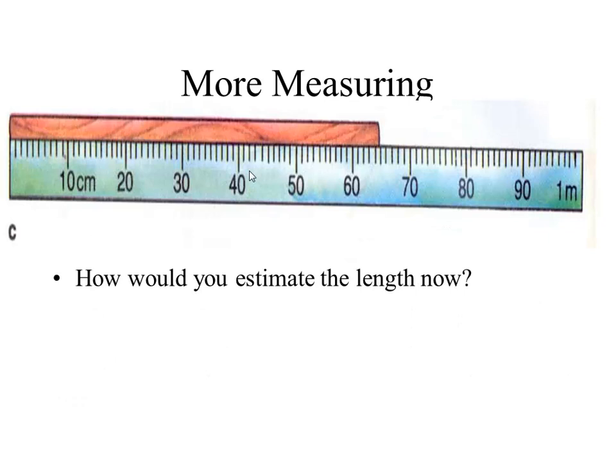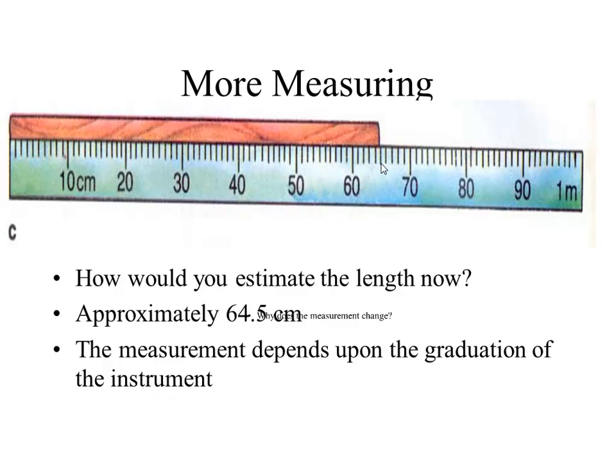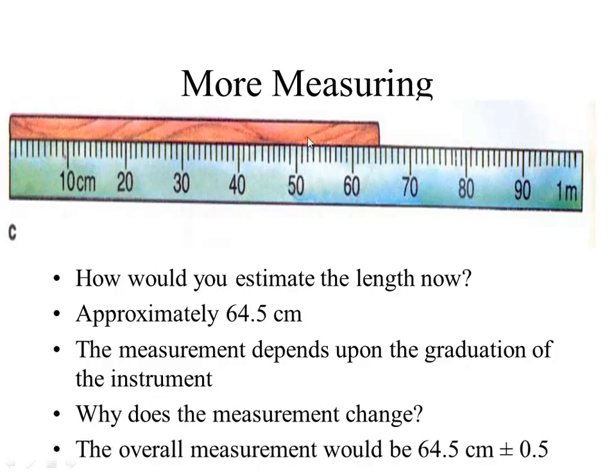So let's estimate this length now real quickly. So this here, we'd say it's about 64.5. So I'd estimate it that because it's right in between the 4 and the 5 here. So we'd say 64.5. And my uncertainty was half the graduation, so it's going to be 64.5 plus or minus 0.5. Okay? Or if you said 65.0, that's fine as well. But notice how the uncertainty agrees with the measurement. Uncertainty in the tenths, measurement in the tenths. Good? All right.